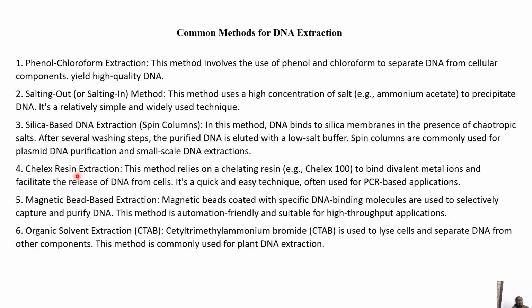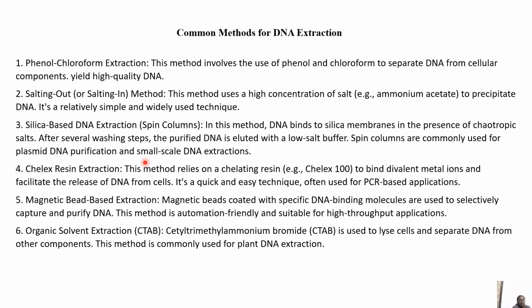Or people do Chelex resin extraction. This method relies on using a chelating resin to bind divalent metal ions like calcium and magnesium, and basically facilitate the release of DNA from cells. It's a quick and easy technique often used for PCR-based applications. Then we have magnetic bead based extractions. Magnetic beads coated with specific DNA binding molecules are used to selectively capture and purify DNA. This method is automation friendly and suitable for high throughput applications.